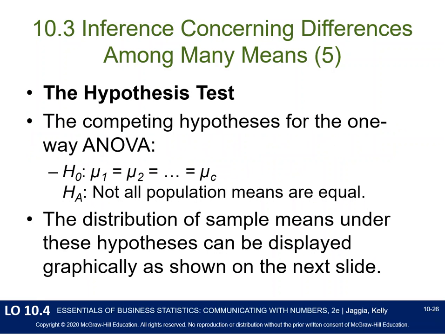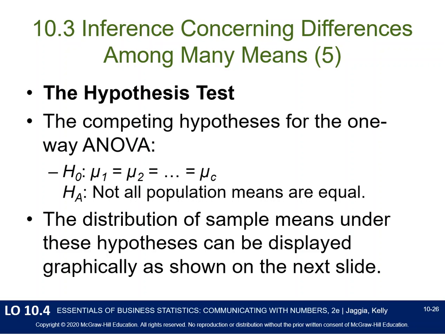So our null hypothesis is that the mean of 1 is equal to the mean of 2 is equal to the mean of 3 is equal to the mean of 4, or however many. We use C to denote how many different samples we have. So in the example that we're going to look at the end of the video, we have 3 samples, so C would be equal to 3.